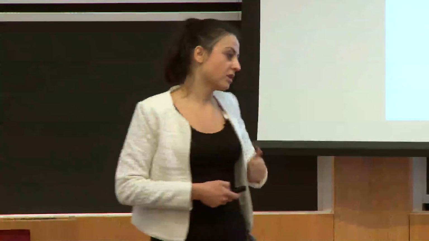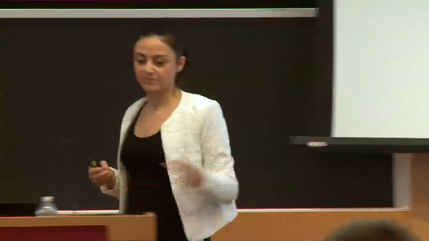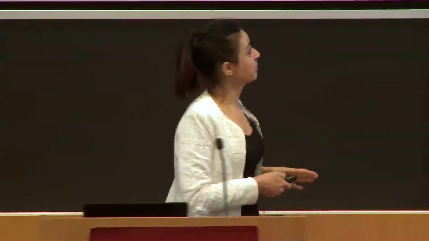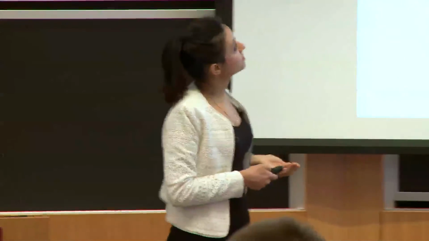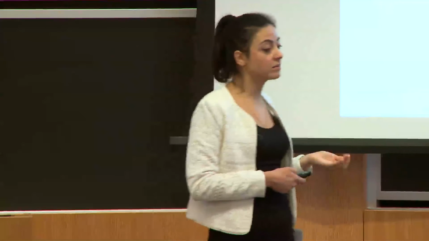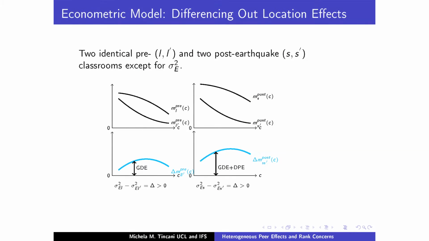So just to give you an idea of what it is, rather than putting up equations, I just prepared this graph for you. So imagine that I have two identical classrooms in the pre-earthquake cohort. I call them L and L prime, and two identical classrooms in the post-earthquake cohort. I call them S and S prime. By identical, I mean they have the same distribution of student characteristics, the same teacher characteristics, the same classroom characteristics. So identical on a high-dimensional object. So imagine I can find these four classrooms.